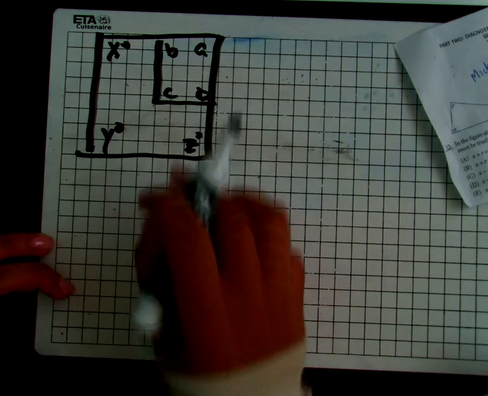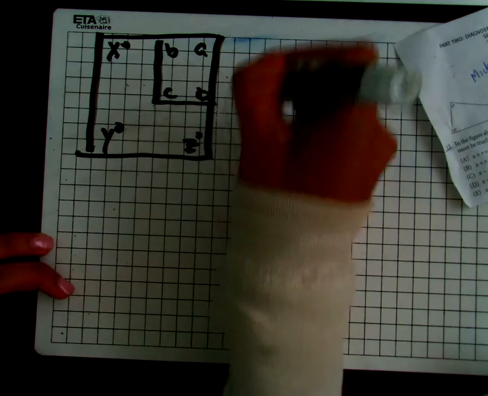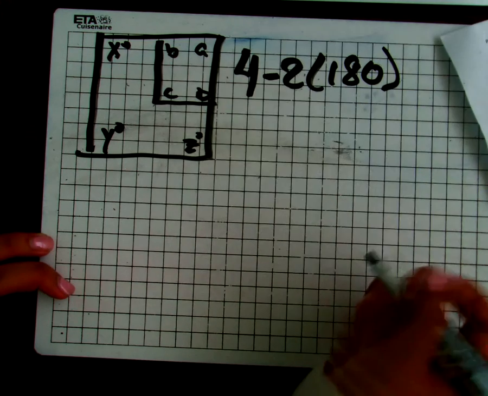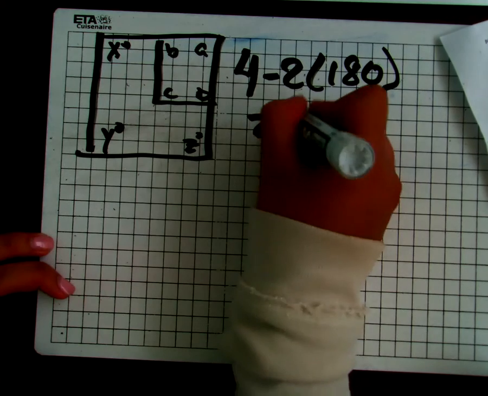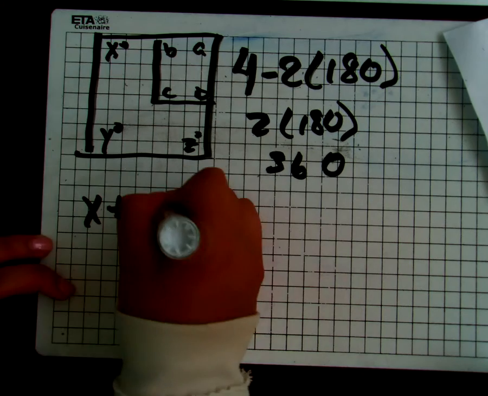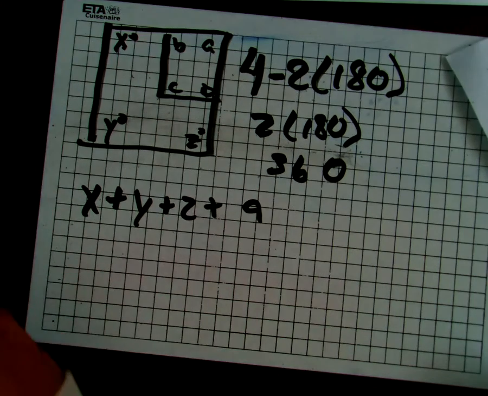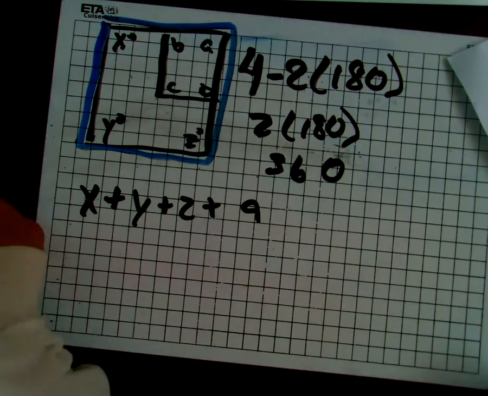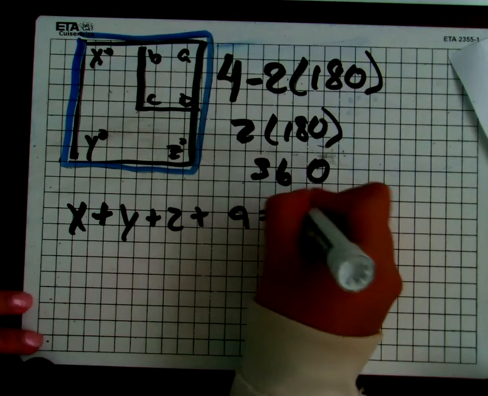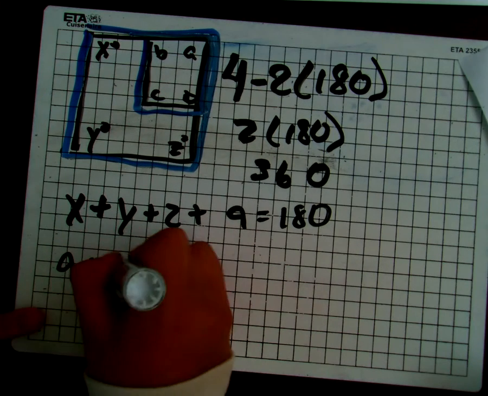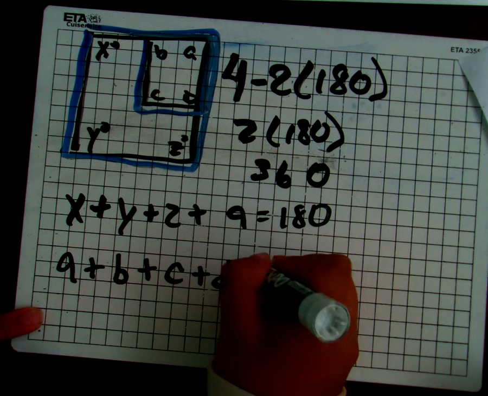Well, what will be the sum of the interior angles of a square? Well, we have the number of sides, which is 4 of a square, minus 2, times 180. That's an equation that we know. 4 minus 2 is 2. 2 times 180 equals 360. So we know that x plus y plus z plus a, which is going to be the bigger triangle, this triangle, will equal 180. And the smaller triangle, which is this one right here, will be A plus B plus C plus D, and that will equal 180.